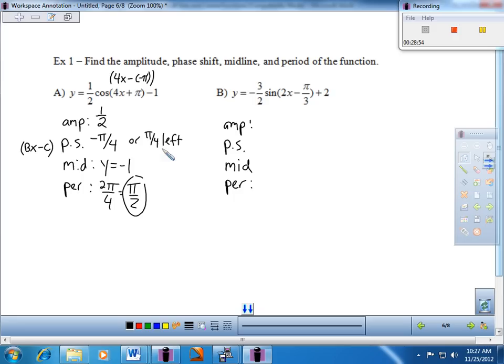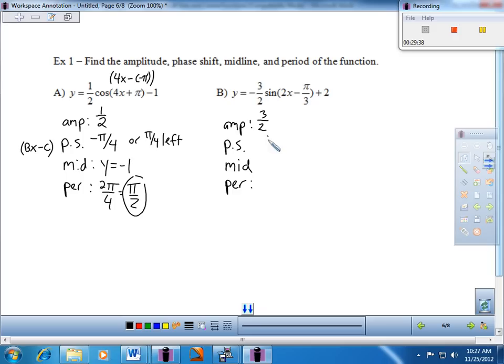All right, let's see how you did on the other one. Amplitude, guys, is always positive. Remember, there can be a negative out in front. We'll definitely talk about that piece on the next notes worksheet. But amplitude is positive, so 3/2. Phase shift here, everybody. Again, this is bx minus c. So b is 2, c is just pi over 3.